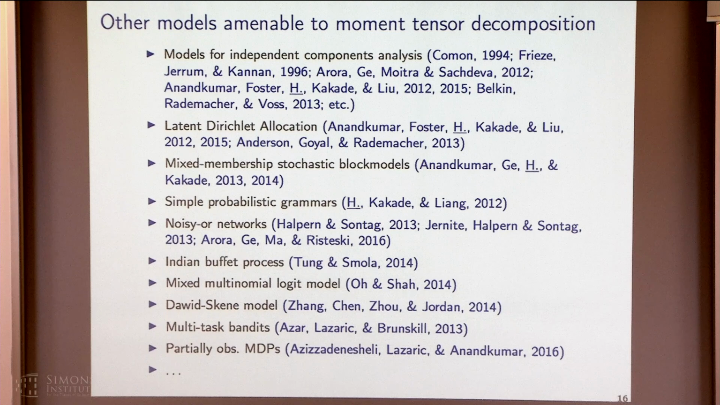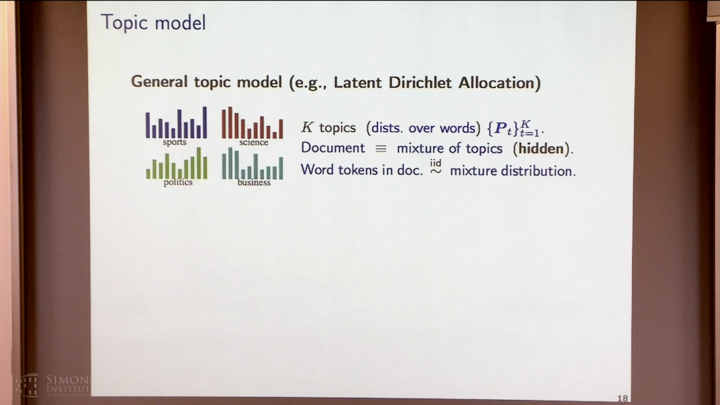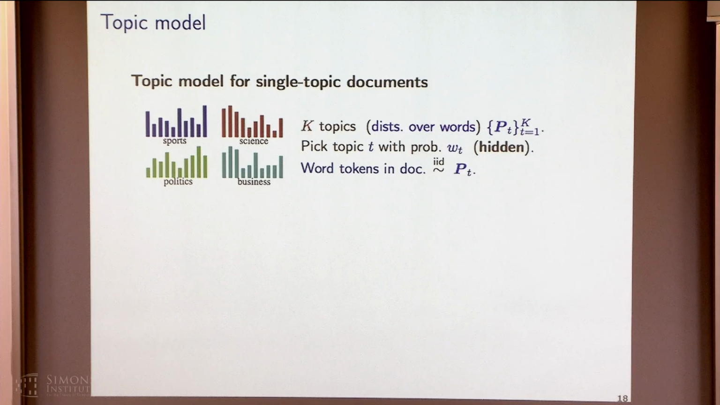Okay, so let me start now with the warm-up: the topic model for single-topic documents. Remember the topic model that we described in the introduction. We have k different topics, and topics are just distributions on words. Each document could be about multiple topics, but I'm going to make it simpler and just say there's only one topic for each document.